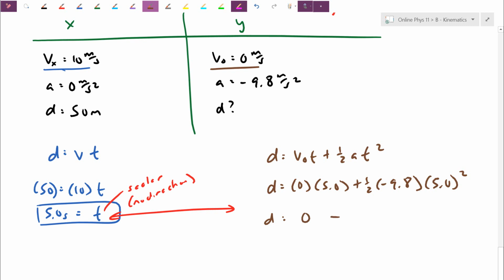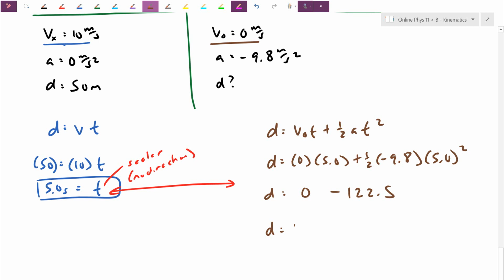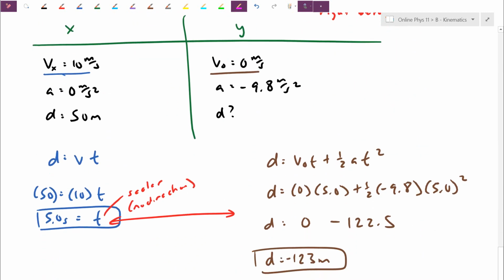That becomes a negative 122.5. So my displacement there, to 3 sig figs, let's go negative 123 meters. Why is this answer negative? Well, again, if you look back at the projectile here, we started up here. If I call that my initial height, because this is negative, that negative just means I have fallen by 123 meters. So therefore, the height of the cliff, I can actually say is a positive 123.